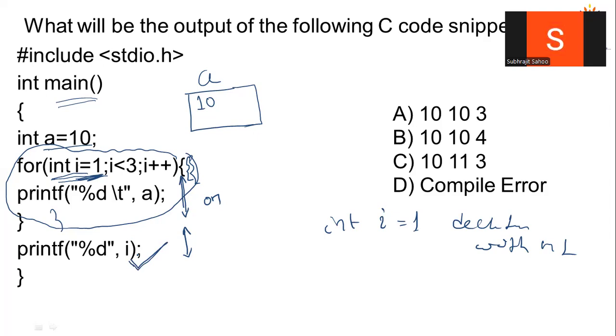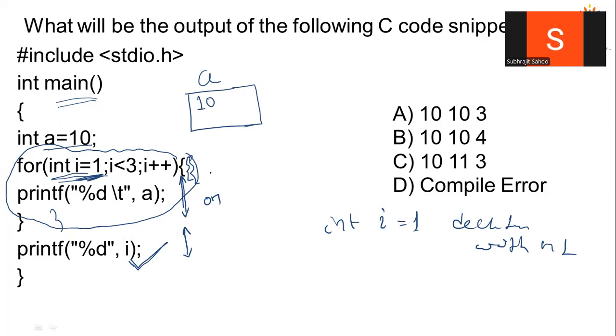But is i present in the main function, or is i present in the for loop? Sir, the i value is present in the for loop, not present in the main function. That's why an undefined symbol i error will be displayed. Compiler error.